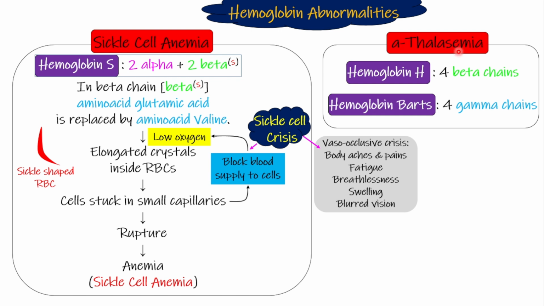So in alpha-thalassemia, there might be 2 types of hemoglobin present. One is hemoglobin H, and the other one is hemoglobin Barts. Hemoglobin H has 4 beta chains, and hemoglobin Barts has 4 gamma chains. So these were the hemoglobin abnormalities written in the Guyton.